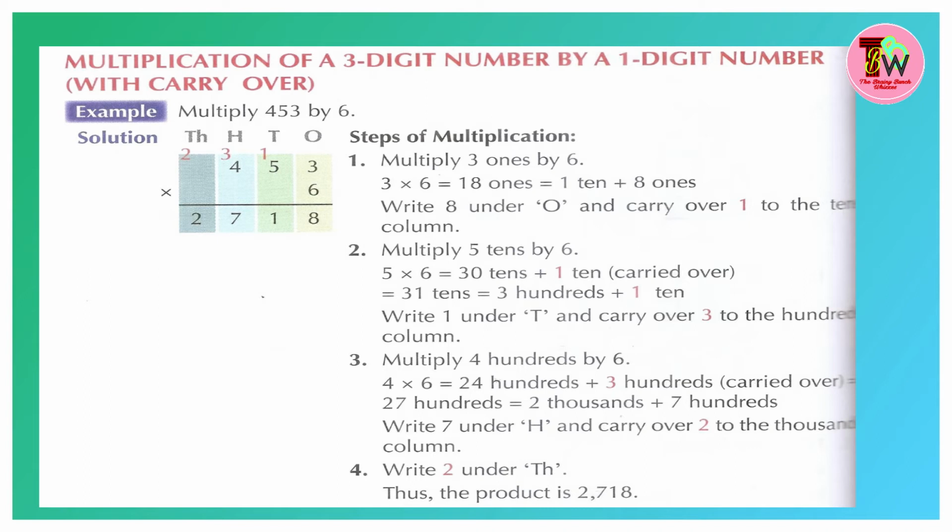Then 4 is written in the hundreds column, so we have to multiply 4 by 6. Diagonally we have to multiply. 4 6s are 24. Plus 3, 27. 7 we write in the hundreds column, and 2 is carried over to the thousands column. But no digit is written there, so we write 2 in the thousands column. So the product is 2718.